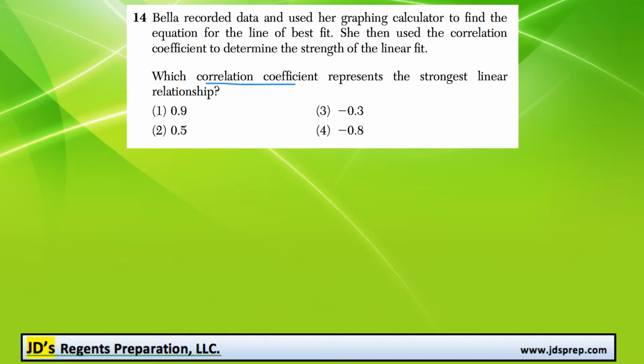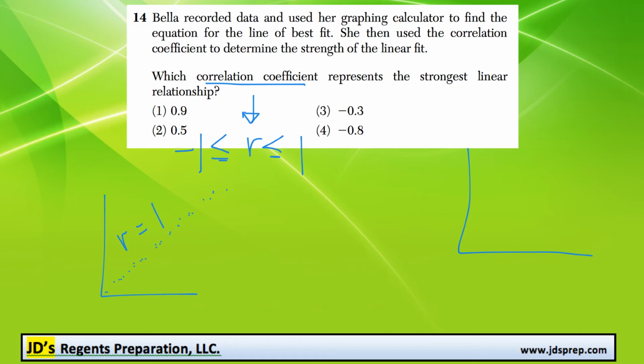Friendly reminder, correlation coefficient is represented by our lowercase r on the graphing calculator. So quick refresher, just remember that the correlation coefficient is a number between -1 and +1. And the closer it is to either -1 or +1, the stronger the linear relationship is. I mean, if you've got a graph and it forms a perfect positive straight line, perfect linear relationship, that would have a correlation coefficient of +1.